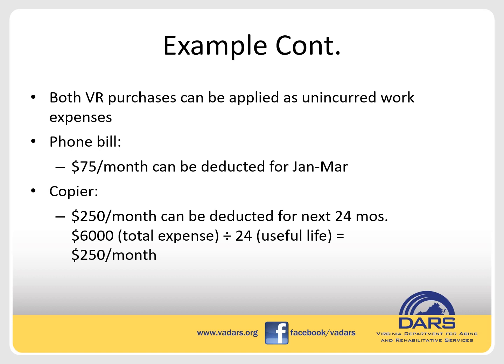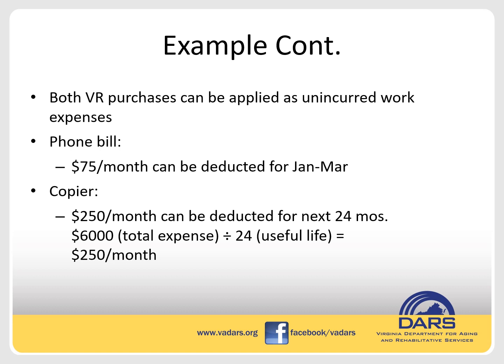Okay, so here's what she's got in terms of expenses that can be deducted. She's got her phone bill that's going to be paid for by DARS. So Social Security is going to allow her to deduct $75 a month between January and March. That's the time period that DARS is going to pay the phone bill as a business expense. And then because the copier is a big ticket item that we talked about, Social Security is going to determine that she can deduct $250 a month in unincurred business expenses for the next 2 years. Okay, so $250 a month is going to be deducted from her profits to account for what VR paid for that copier. This is how they determine it.